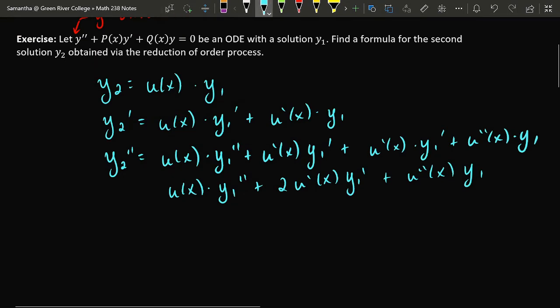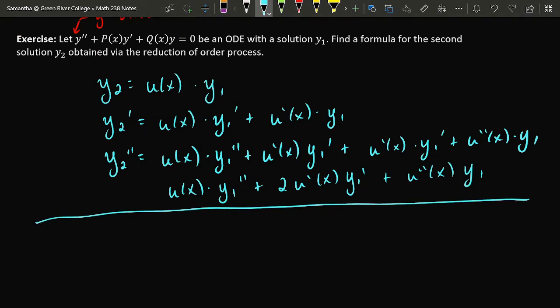Once again, we're going to do exactly the same thing that we did yesterday. We're going to take these expressions and plug them into the differential equation. So instead of y double prime, I'm going to lead with u of x y1 double prime, 2u prime y1 prime, u double prime y1.